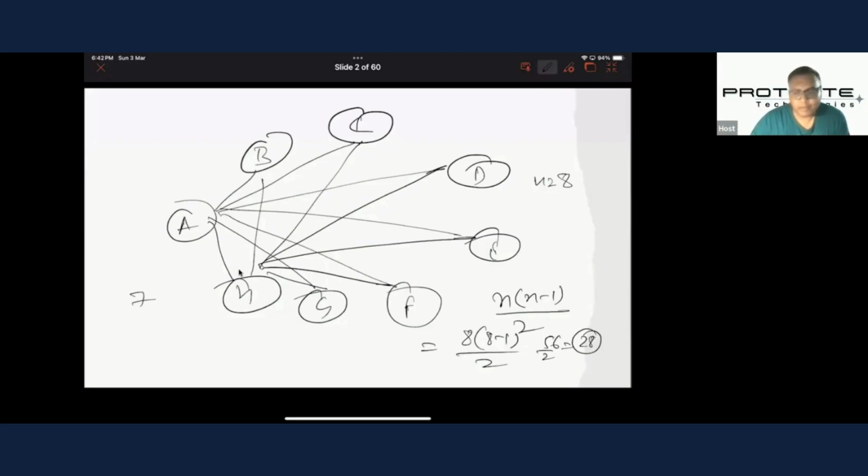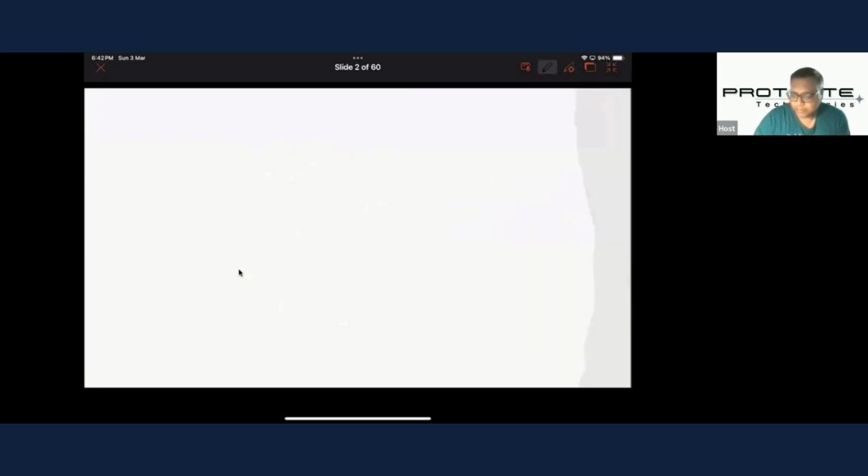So what are the most common symmetric key algorithms? Those who have heard: DES, AES, Skipjack, Blowfish. These are all symmetric key cryptography.